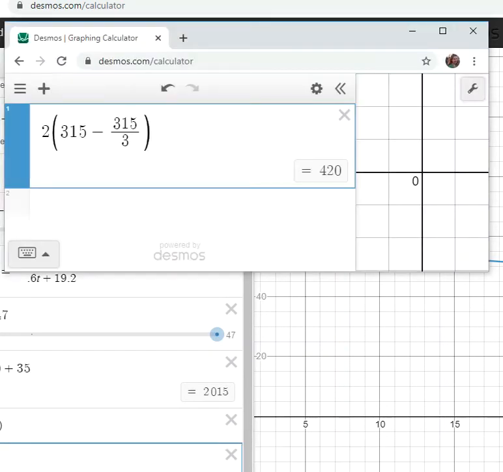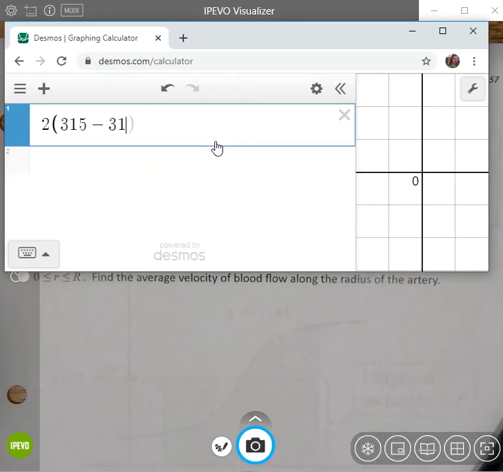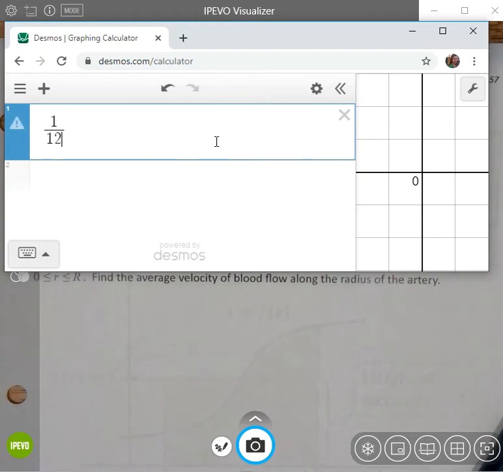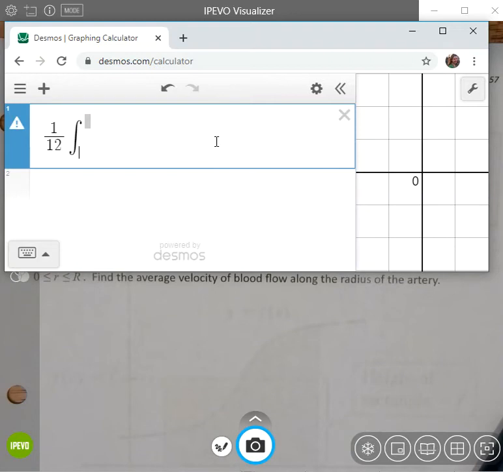There's my smaller one. Okay, so there's my Desmos window. And so let's begin typing this in. We want to do 1 over 12 times the integral, int, from 0 to 12, parentheses. Then we have 25x to the negative 1 times the sine of 4x plus 100 dx.